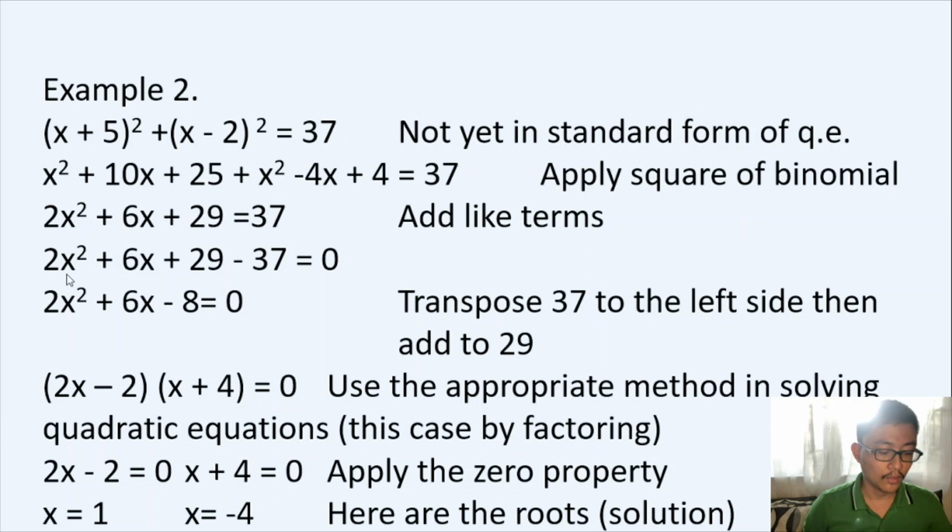So, dun sa una, lipat lang natin yung 2. Magiging negative 2. Maging positive 2. Then, divide both sides by 2. Kaya naging x equals 1. And dun sa x plus 4 equals 0, lipat lang natin. So, that becomes negative 4. So, the roots are 1 and negative 4.